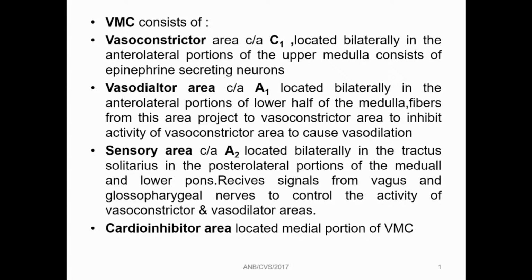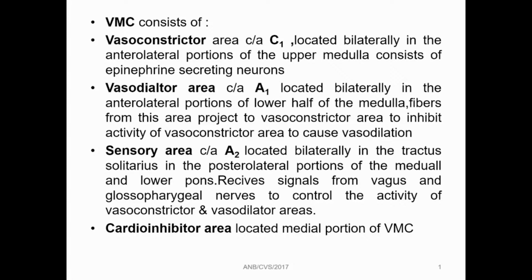Once again, let us see briefly what the vasomotor center consists of. The vasoconstrictor area, C1, is located bilaterally in the anterolateral portions of the upper medulla and consists of epinephrine secreting neurons. The vasodilator area, A1, is located bilaterally in the anterolateral portion of the lower half of the medulla, and fibers from this area project to the vasoconstrictor area to inhibit its activity and cause vasodilation. These two areas are interconnected; the vasodilator area acts as an inhibitory area to regulate the activity of the vasoconstrictor area.